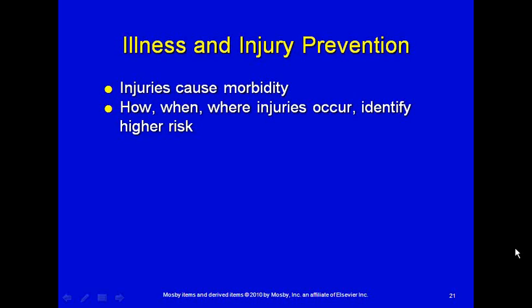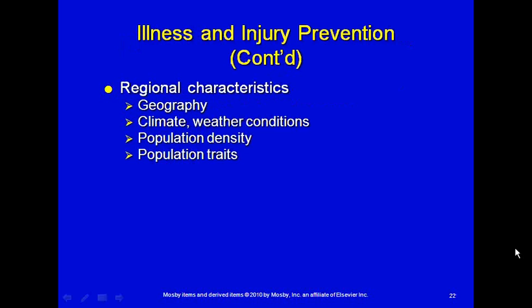How, when, and where the injuries occur identify those children that are at higher risk than other children. In an agricultural state where we have children on the farm around heavy equipment, their potential for injury certainly is greater than those children that are not around heavy equipment. We also have to consider some regional characteristics, the geography, and just like I mentioned, the agricultural community. Certainly the types of injuries we see are different than in an urban setting.